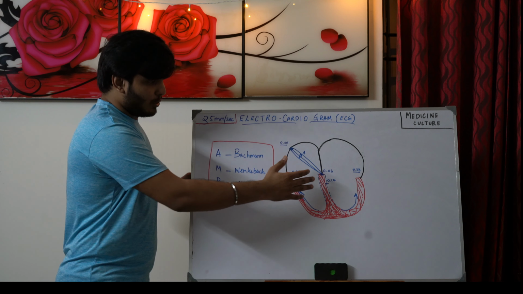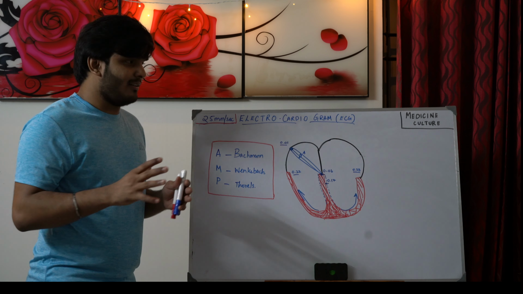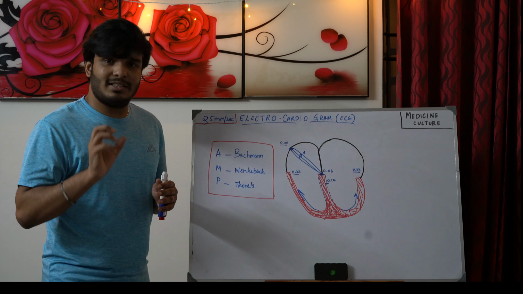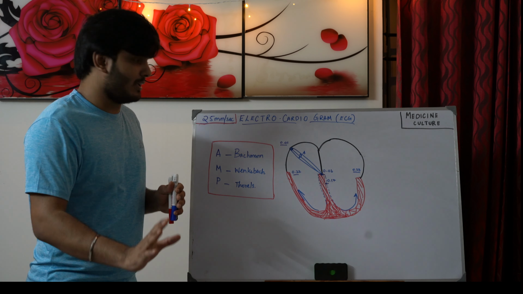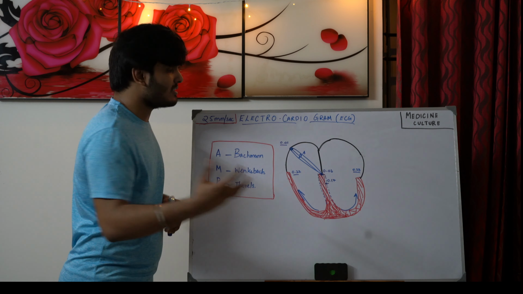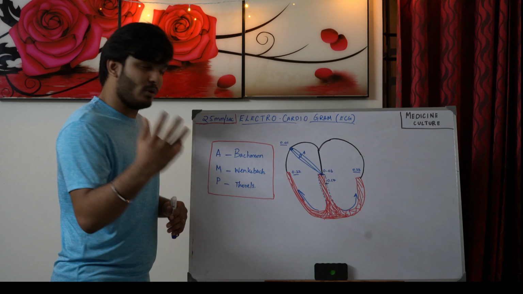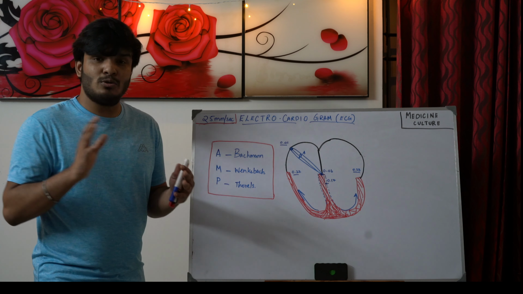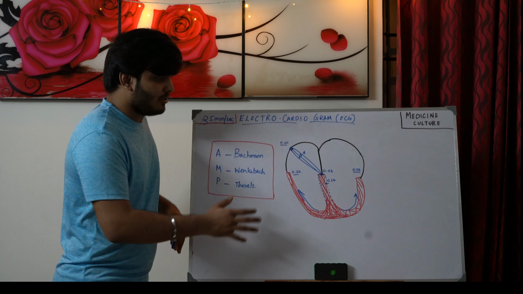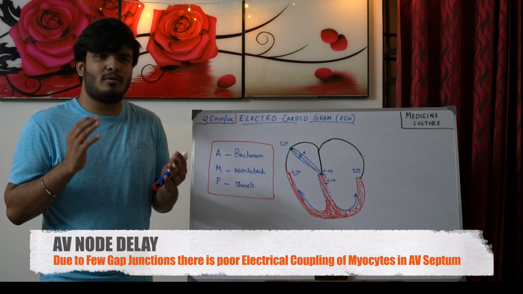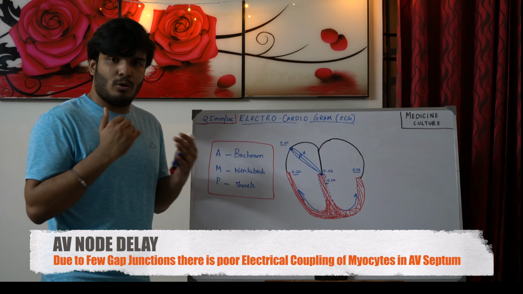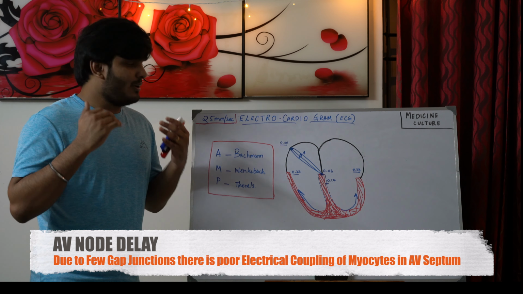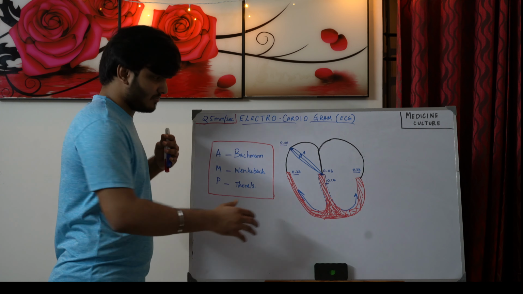From the AV node, you see there are two divisions, that is the left bundle and the right bundle. After the impulse reaches the AV node, it travels to the left bundle, and you see a huge time difference of 0.1 second. You see 0.06 second to 0.17 second. You see a huge time difference, right? That's called the AV nodal delay, due to the least number of gap junctions in the AV node in the atrioventricular septum. Due to the least number of gap junctions in the atrioventricular septum, this delay is happening.